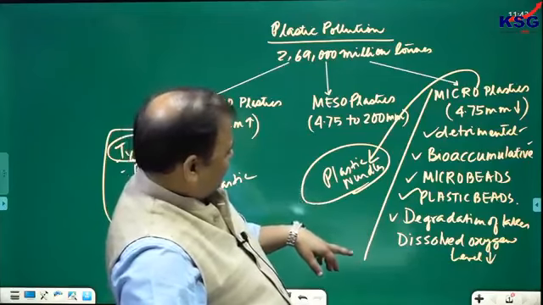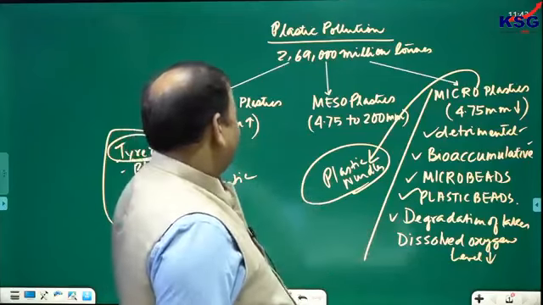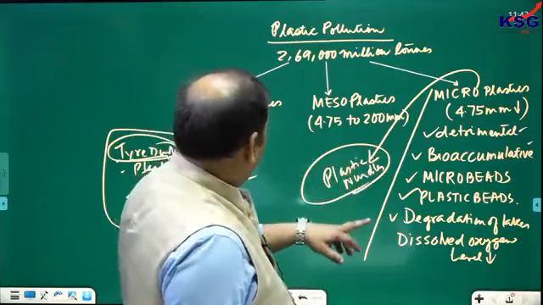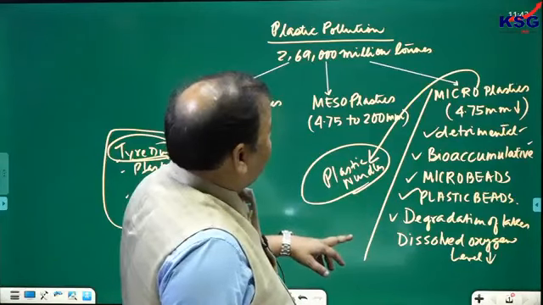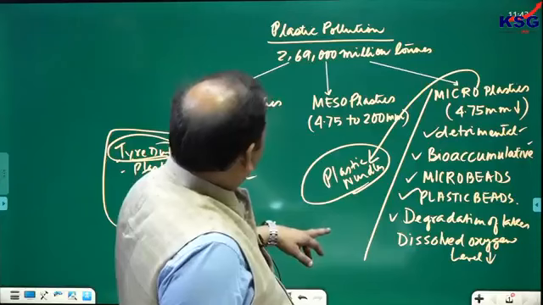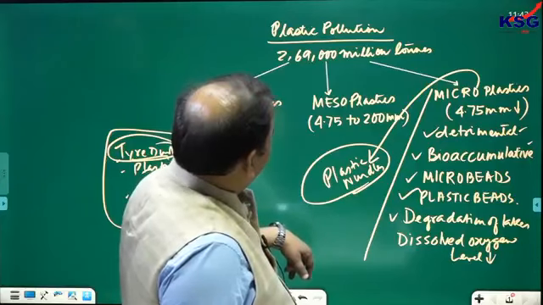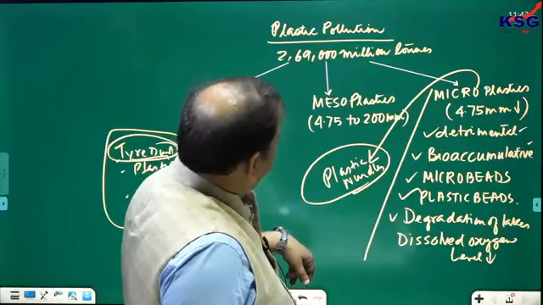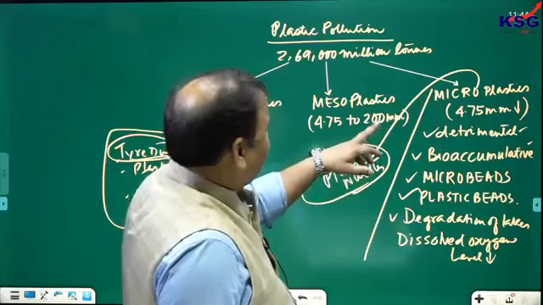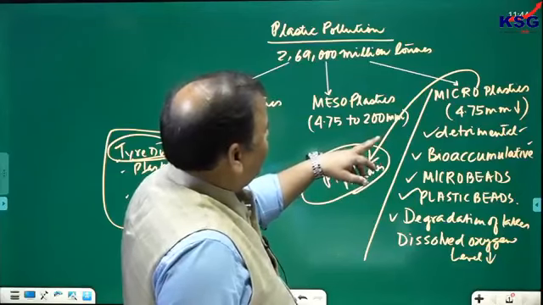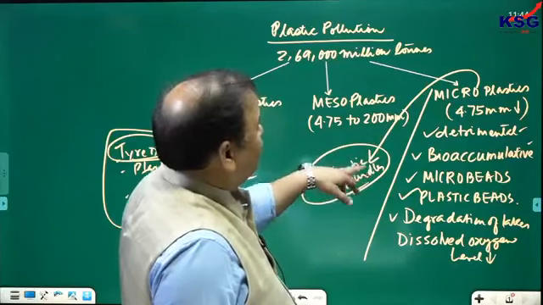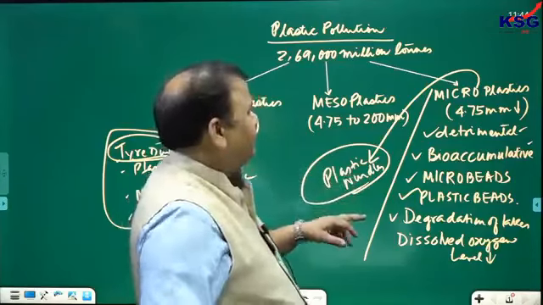Just remember that it is responsible for reducing the dissolved oxygen level. But do remember that the source of microplastic is what? The source of microplastic is also plastic. The source of microplastic is what? Products like toothpaste and also facial scrub.